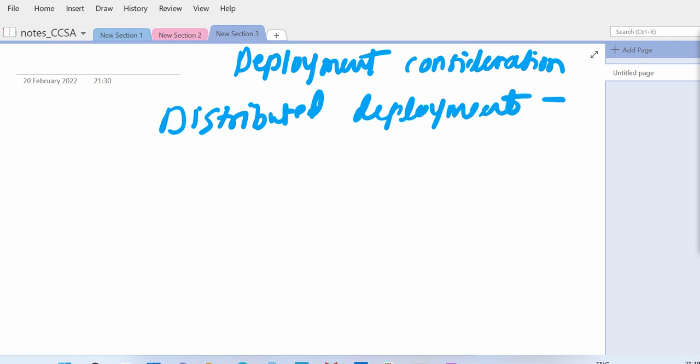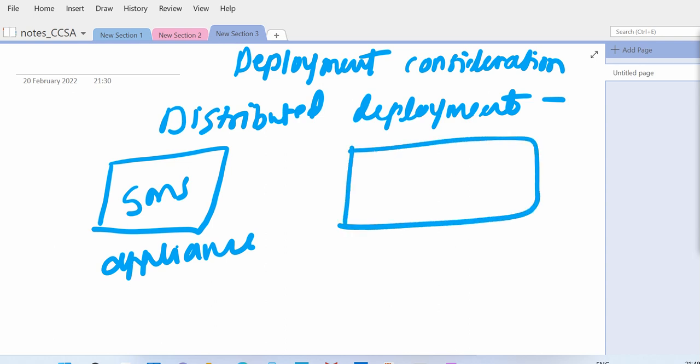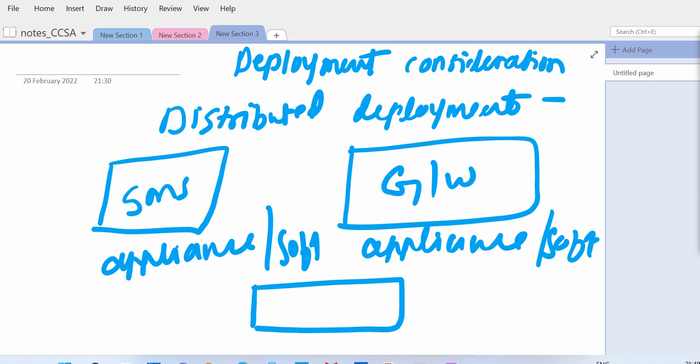In distributed deployment, you have one SMS box or appliance, the security management server, and one gateway appliance, whether a physical appliance or a soft appliance. And this is managed by some PC, say.